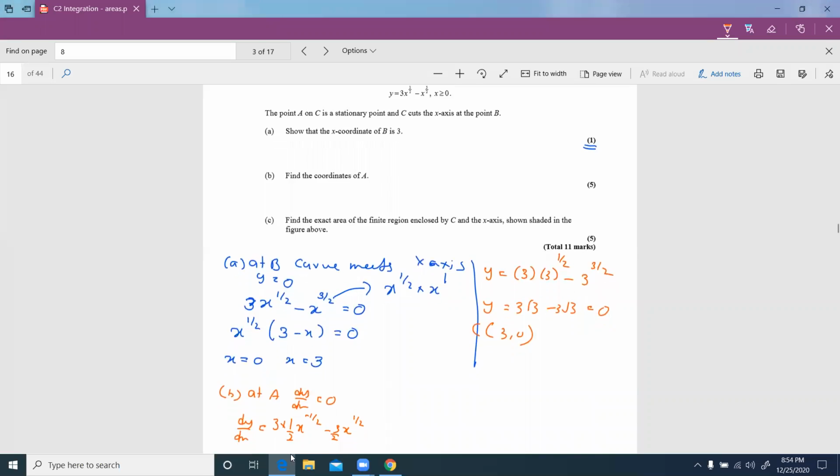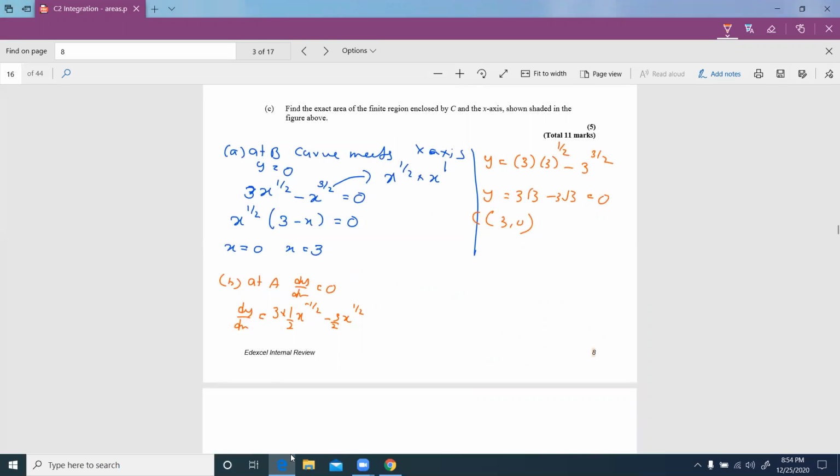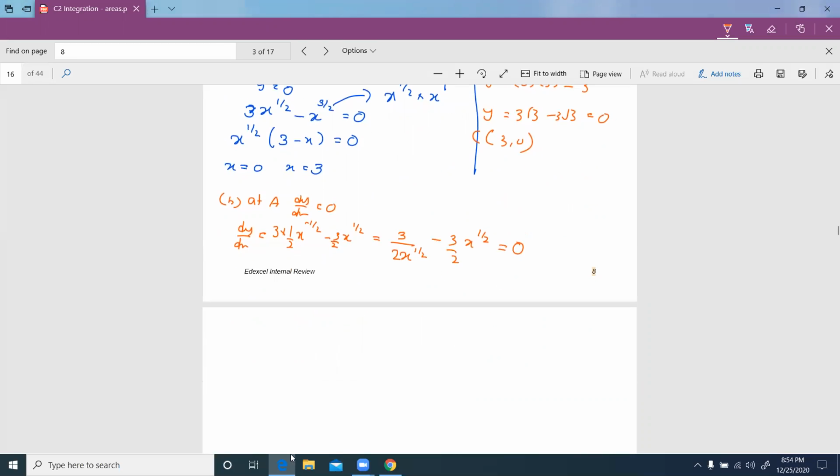Okay. With that, you can say this is 3 over 2. I can draw this half to square denominator, make this plus half, minus 3 over 2 x to the power half. This is equal to 0 at the turning point. With that, you can say this is 3 over 2 x to the power half minus 3 over 2 x to the power half is equal to 0.